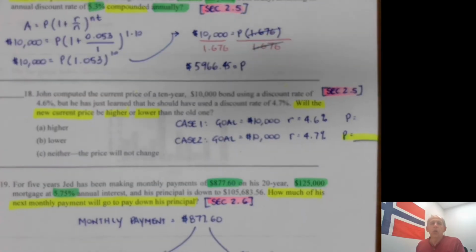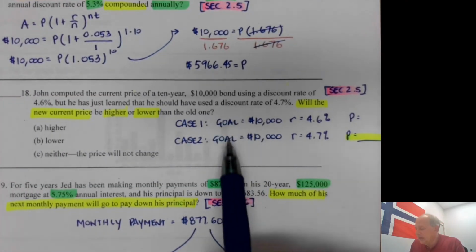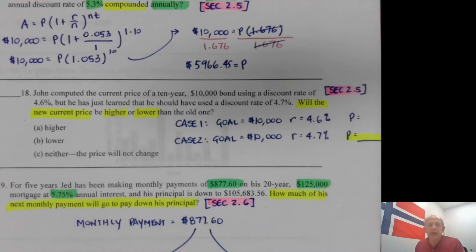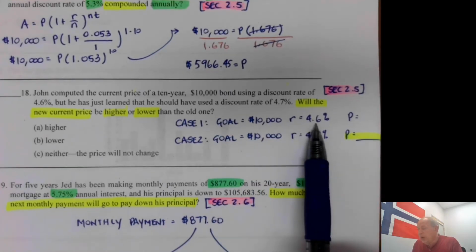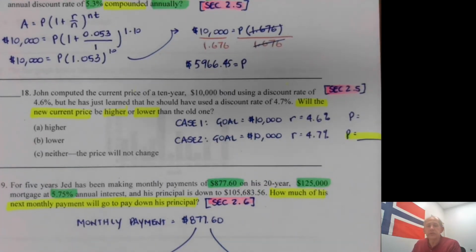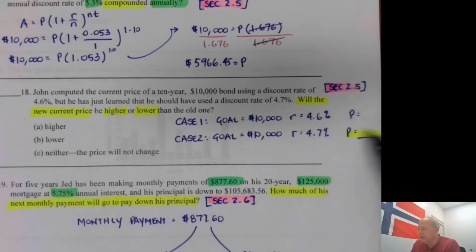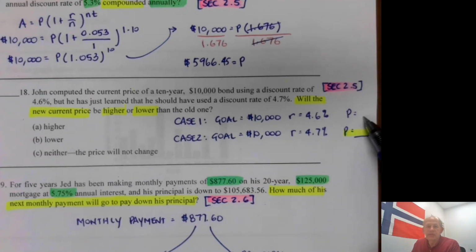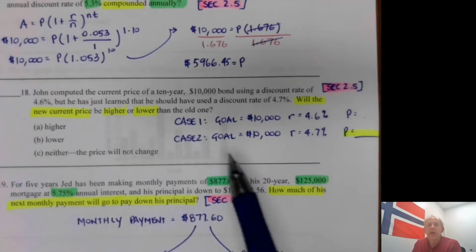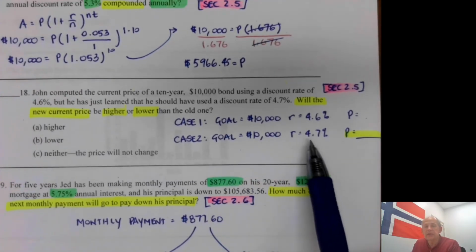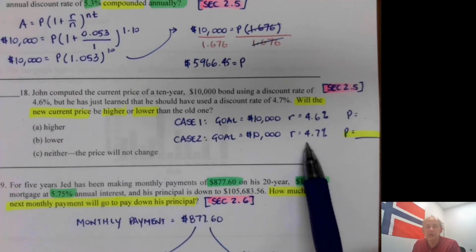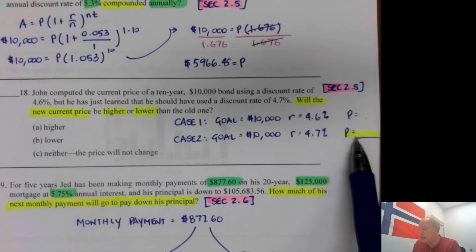John has a goal of reaching $10,000. There are 2 banks and 2 cases that he can choose from. The first bank says, our interest rate is 4.6%. John says, my goal is $10,000. He has to deposit a certain amount of money. The second bank across the street, for a second case, his goal is still $10,000. This bank offers him an interest rate of 4.7%.